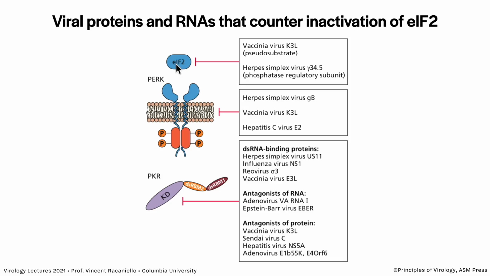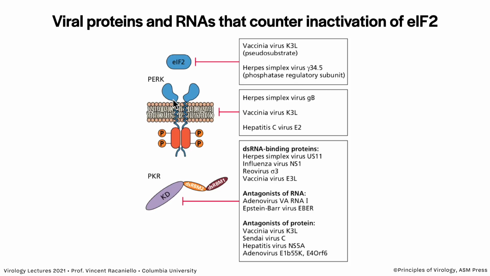EIF2 is the target, of course, of PKR phosphorylation. Vaccinia virus encodes a protein called K3L, which looks very much like EIF2 alpha. It basically distracts all of the PKR to phosphorylating it, and it ignores EIF2, and it gets around it. Herpes simplex virus encodes a phosphatase that takes the phosphates off as soon as they're put on.